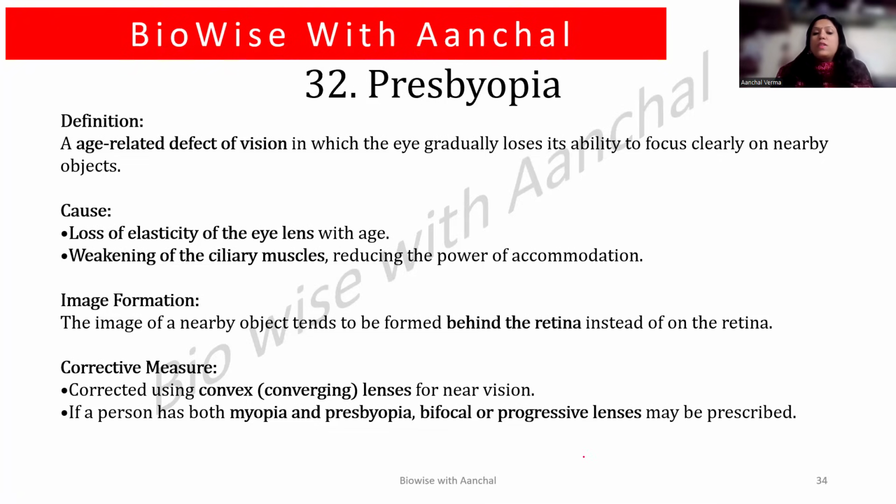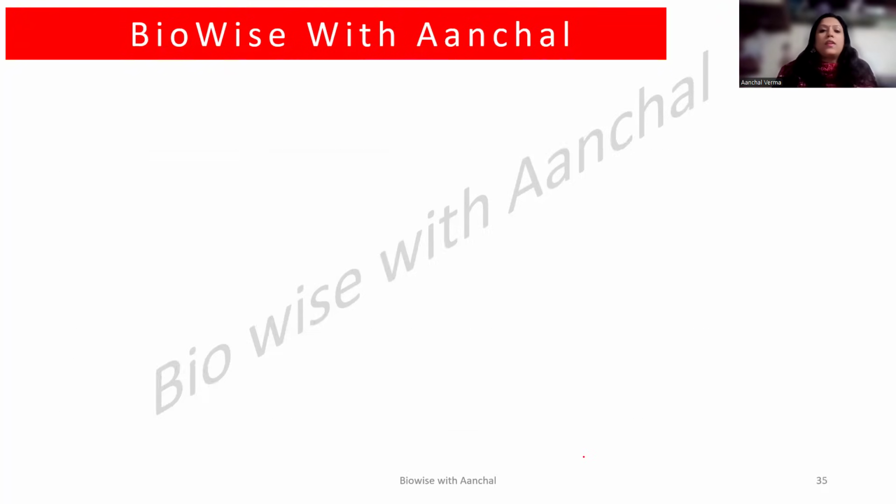Image formation is basically behind the retina. It is similar to your hyperopia. The only thing is it happens with age. And then the corrective measure is using a convex lens. If a person has both myopia and presbyopia, bifocal and progressive lenses can also be used. Generally, old people, you see, they have progressive lenses as well as normal lenses, bifocal lenses, so that they can see the farther objects clearly and closer objects also clearly.